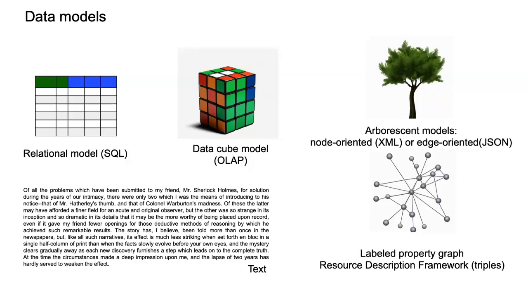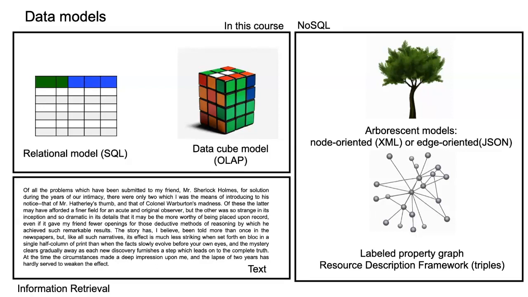I told you about the shapes, right? The five shapes, you have to know them by heart: tables, cubes, graphs, trees, and text or unstructured. This is the bucket where everything else goes, the unstructured data. In this course, we are going to cover tables and cubes, trees and graphs.